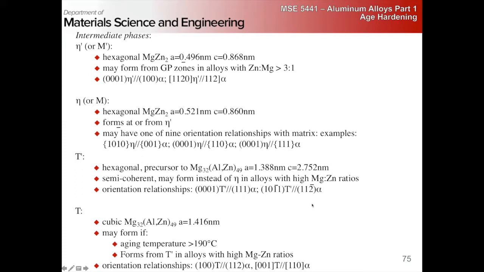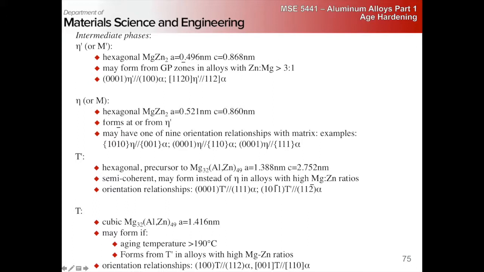So if we look at the intermediate phases that can appear, we have this eta prime phase, a hexagonal phase, and eta, which is also a hexagonal phase. The eta prime can form from the GP zones if the zinc to magnesium ratio is high enough.